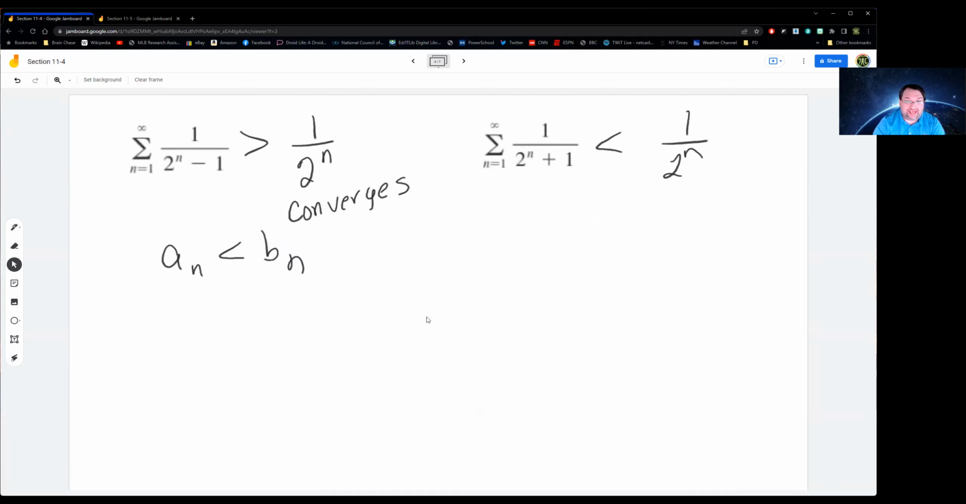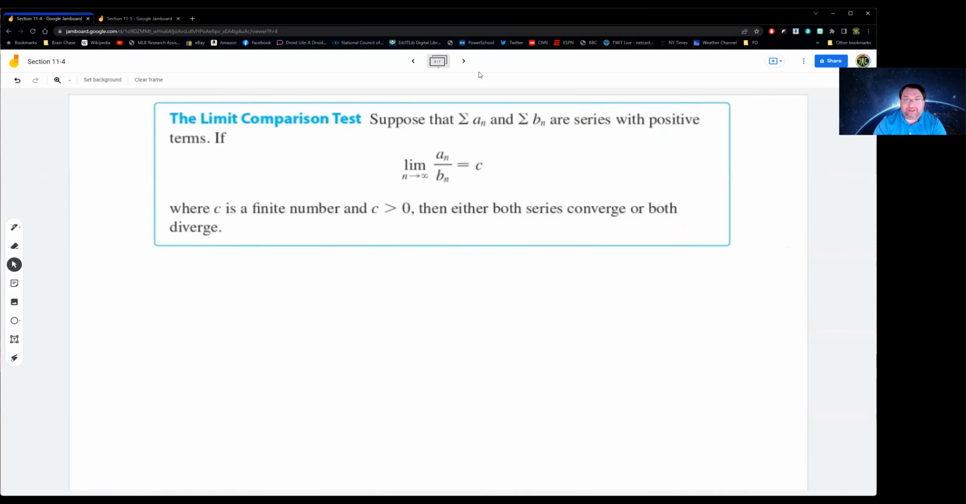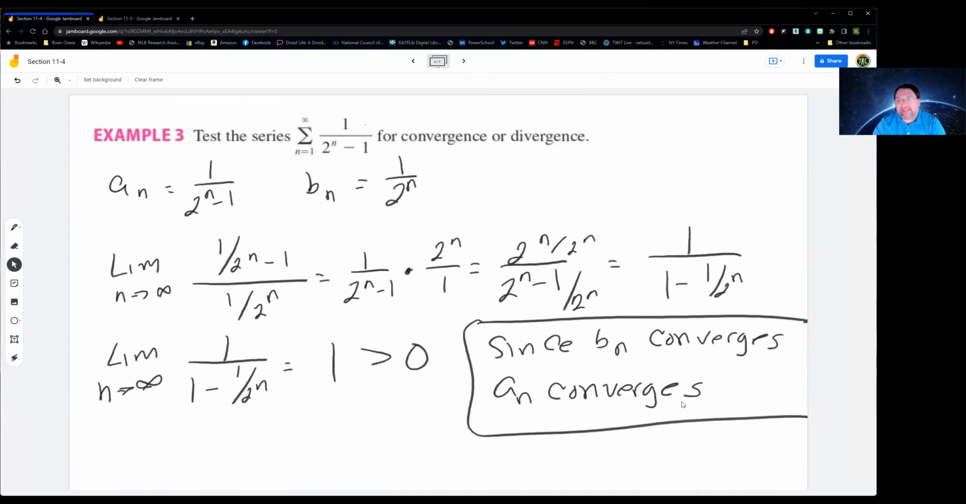Just like this test failed. This was a comparison test we did and it failed. It didn't tell me any other information other than that it didn't work. So then I did the limit test on it. That test succeeded and gave me my information.